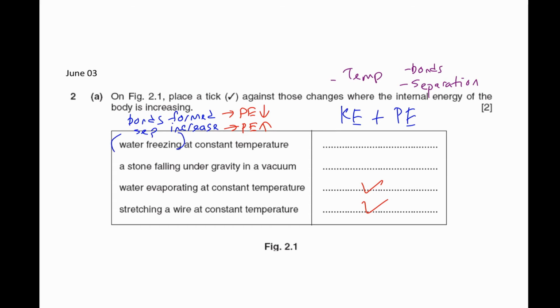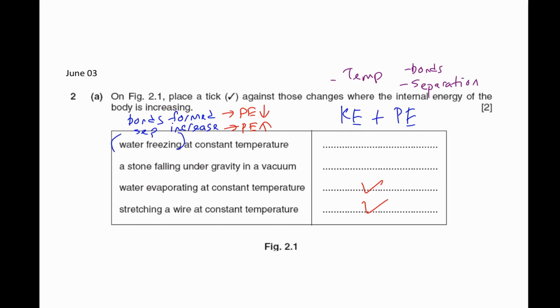So PE decreases, KE constant, so you don't have to tick this because overall the internal energy would decrease. Now the next one, the stone falling under gravity in a vacuum. When the stone falls under gravity, we all know that the speed will increase, right? It wouldn't reach terminal velocity.